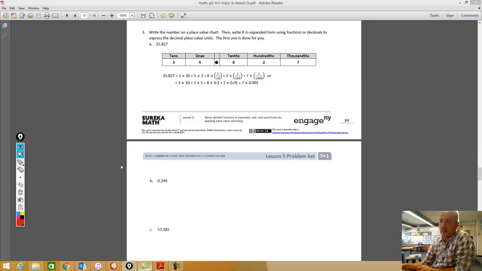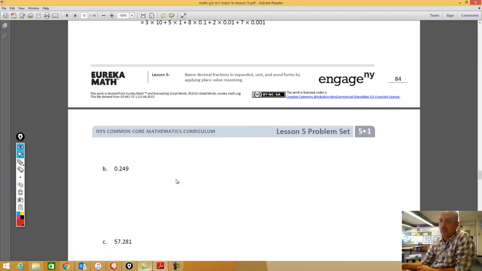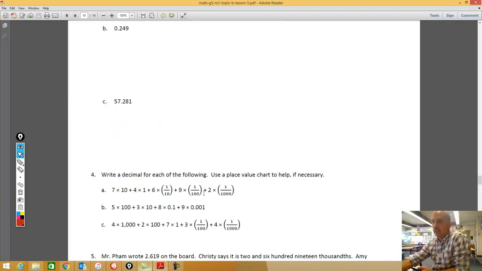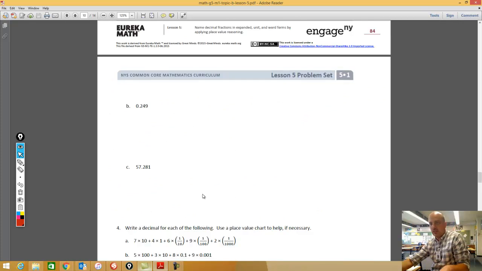Cool. I'm going to move it down so that I have the whole paper. Dang it. Come on, buddy. Made it a little bit too big there.